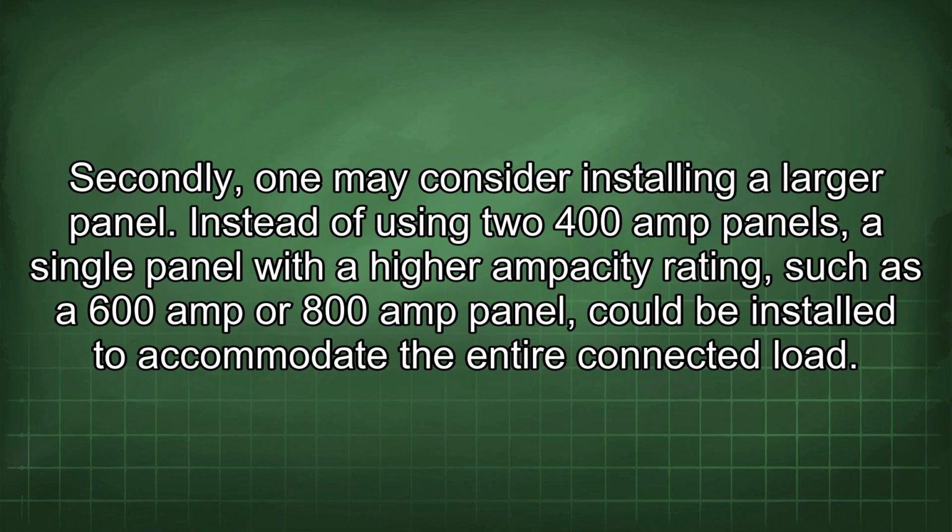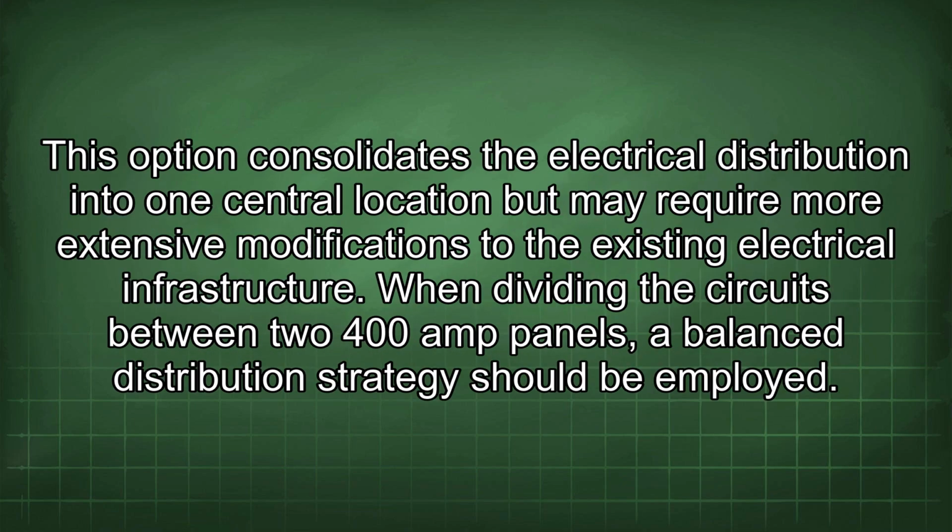Secondly, one may consider installing a larger panel. Instead of using 2 400 amp panels, a single panel with a higher ampacity rating, such as a 600 amp or 800 amp panel, could be installed to accommodate the entire connected load. This option consolidates the electrical distribution into one central location but may require more extensive modifications to the existing electrical infrastructure.